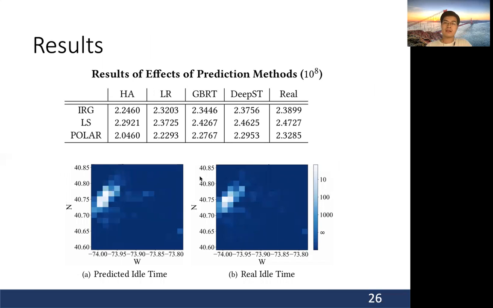In experiments, the estimated idle time through our queuing theoretical model is very close to the real idle time. As shown in this figure, we can see the difference between the two curves is very tiny. In addition, we found that the more accurate prediction model can help the prediction-based approaches to achieve higher revenue. Our LS and IRG approaches can achieve higher revenue than QLAR.